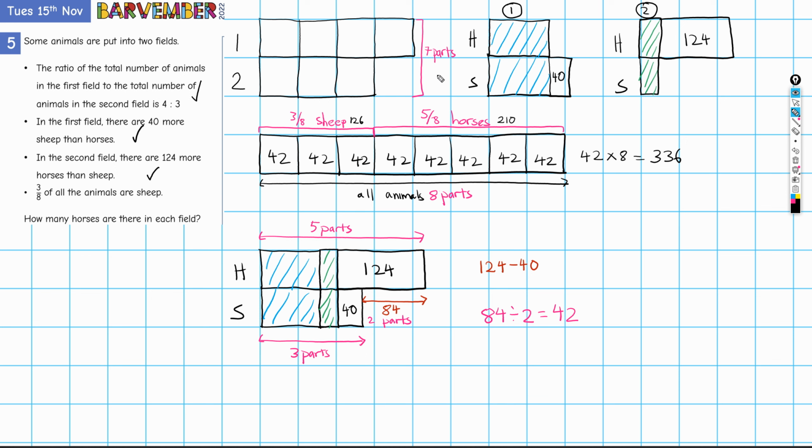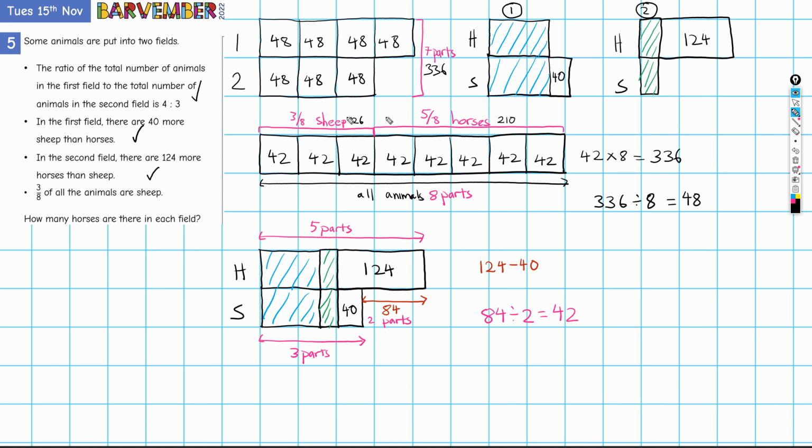What we need to do, is this is 336. We now know the total number of animals in this model. We need to divide 336 by 8. And 336 divided by 8 is 48. Okay, so this is 48, and so on and so on. Now we've got some information that we can use to get some more numbers out of this part.